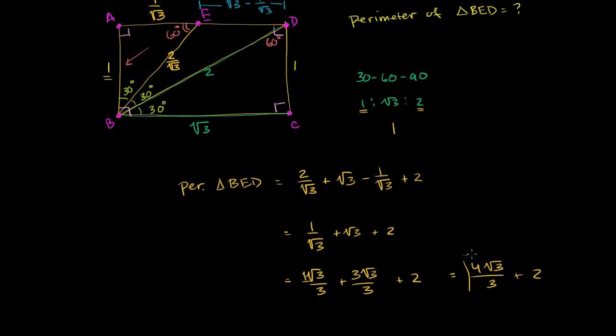Or you could put the 2 first. Some people like to write the non-irrational part before the irrational part. But we're done. We figured out the perimeter. We figured out the perimeter of this inner triangle BED right there.